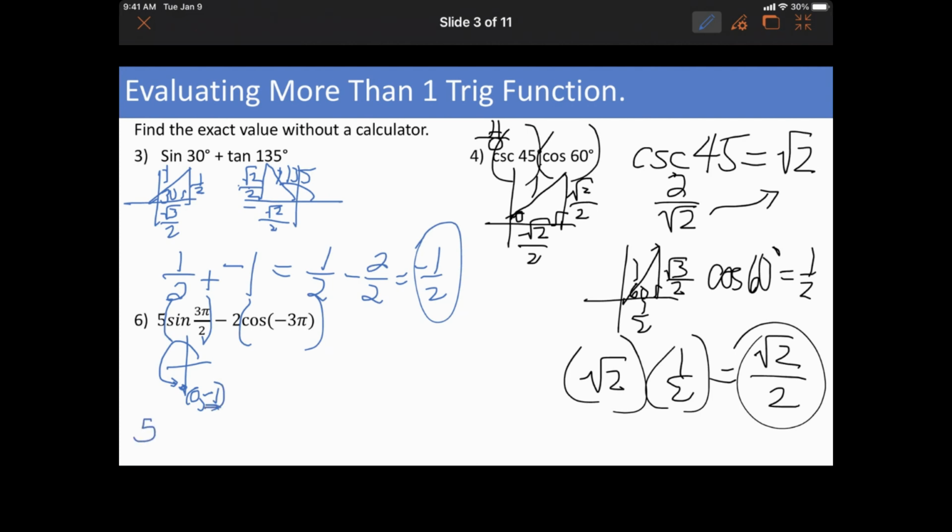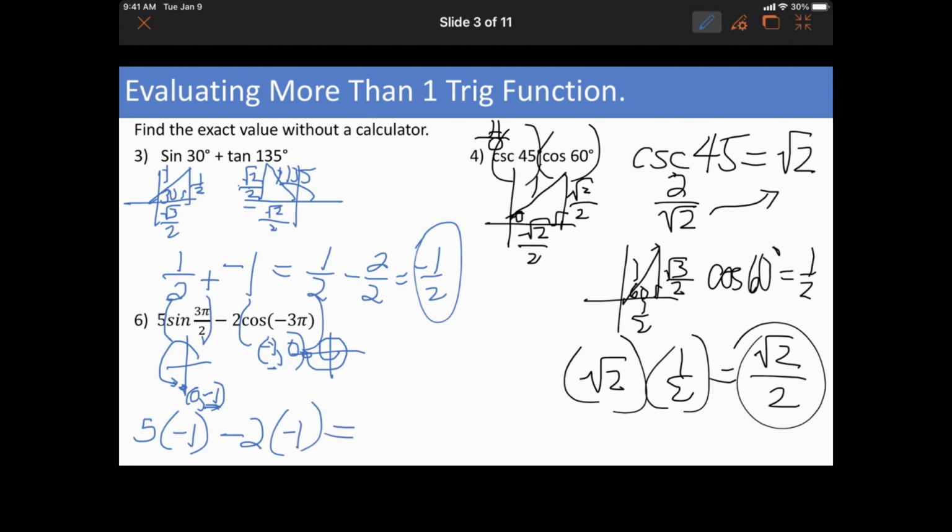So that's 5 times -1 minus 2 times cosine of -3 pi. So 3 pi, 2 pi is 1 complete way around, and then a negative pi is here. So that point then is -1, 0, cosine is the x value. So that's times -1.